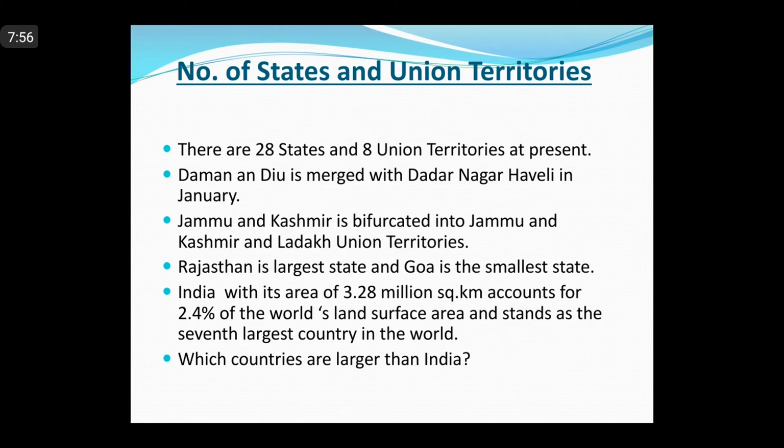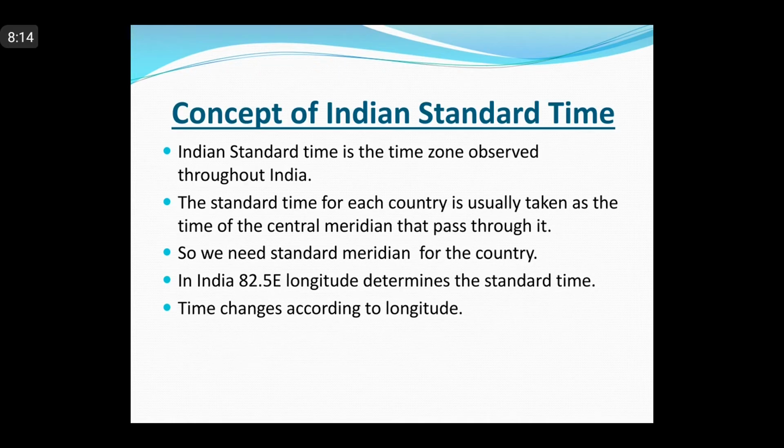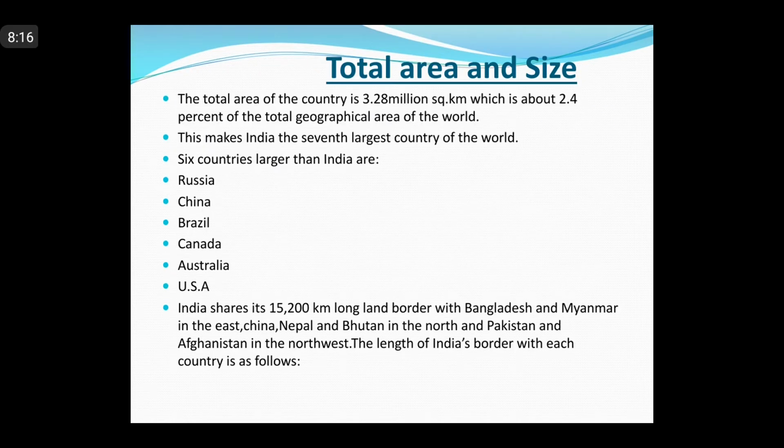The Tropic of Cancer, I think I missed this topic in my previous videos. Let me tell you that the Tropic of Cancer passes through the middle of the country. India shares its 15,200 kilometer long land border with Bangladesh and Myanmar in the east, and China, Nepal, Bhutan in the north, and Pakistan and Afghanistan in the northwest.